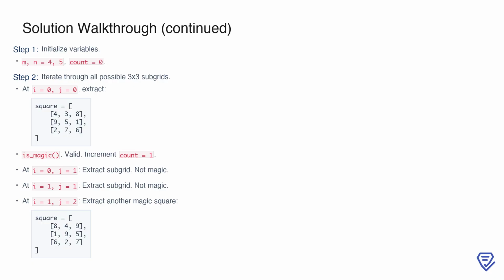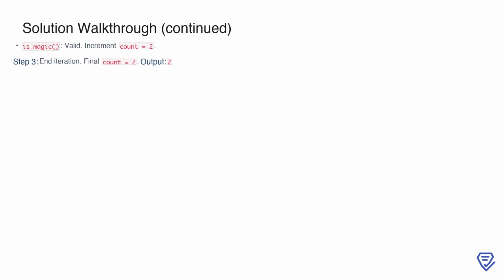This subgrid, 8, 4, 9, 1, 9, 5, 6, 2, 7, is another valid magic square. Since the subgrid at i equals 1 and j equals 2 satisfies all the conditions of a magic square, we increment count to 2. After completing the iteration through all possible subgrids in the grid, we find that the final value of count is 2. This means there are 2 magic squares in this larger grid. The output for this example is therefore 2.